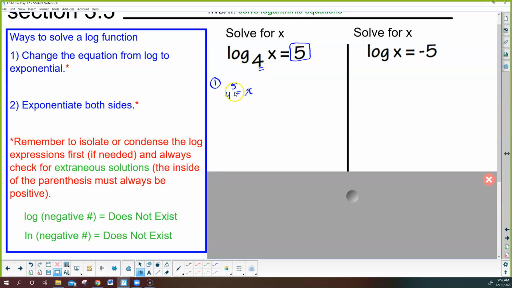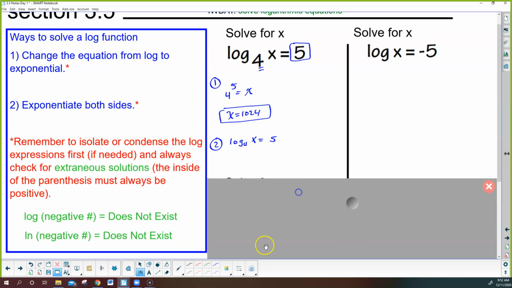But if I change it to exponential, well, now you can just quickly grab your calculator and do 4 to the 5th power, and we'll get x equals 1024. Really quick. All right? That's the way that I prefer when I see problems written in this method. All right? Let's look at the other option.